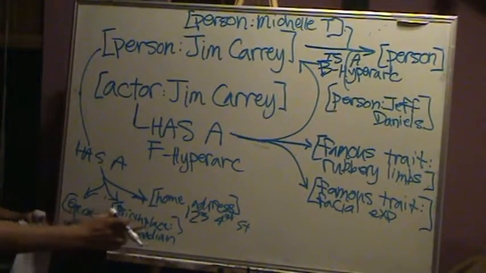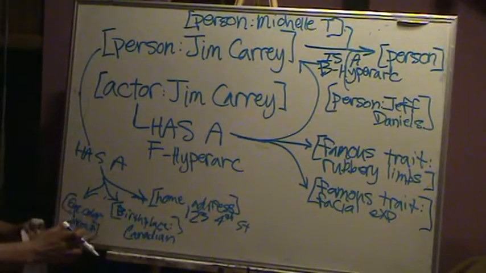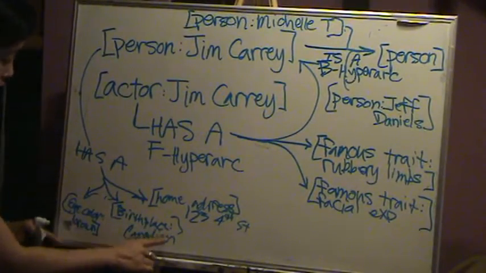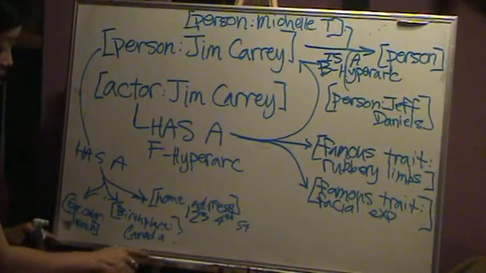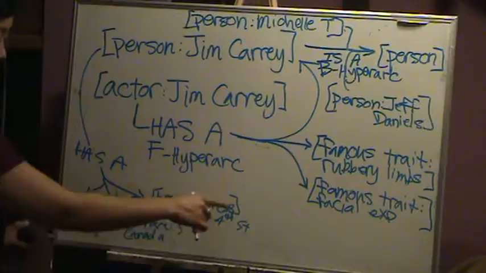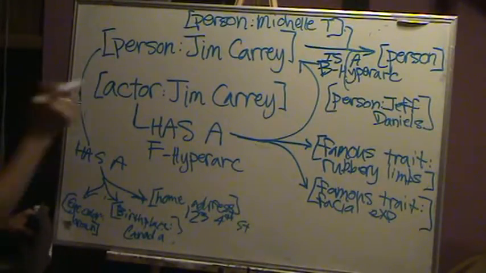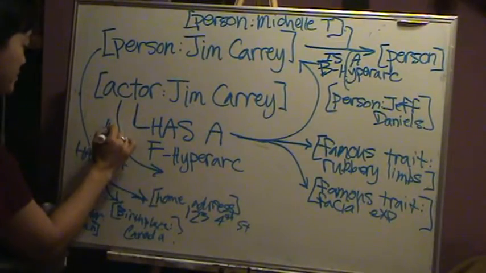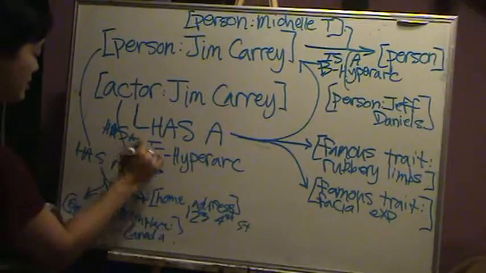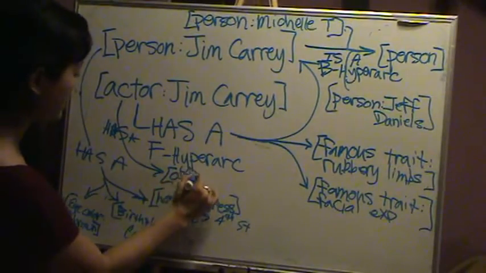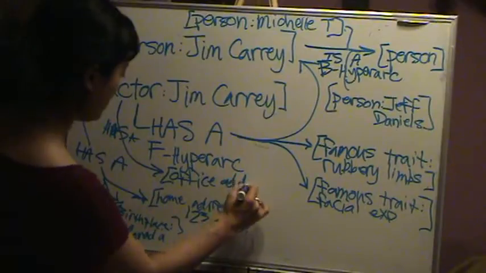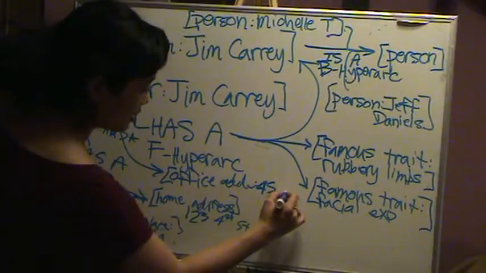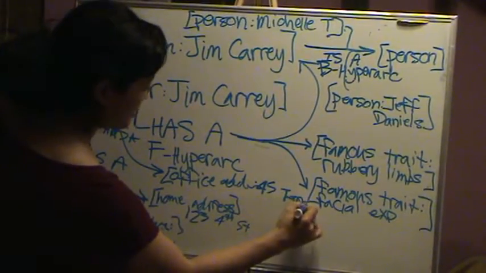Alright, and of course each of these has an is a relationship. Eye color, brown, is a eye color. Birthplace, Canada, is a birthplace. Home address is a home address. We could even say actor Jim Carrey has a property of an office address of 45 Terrace Road.